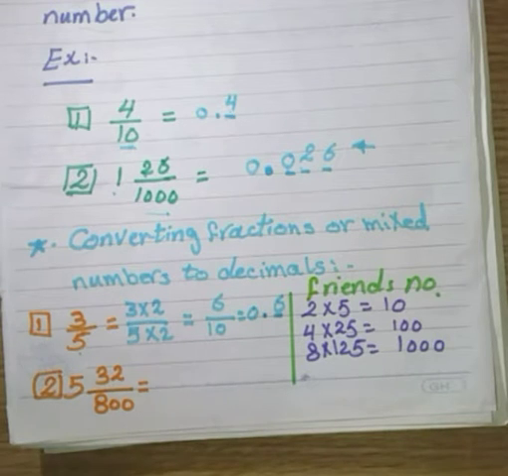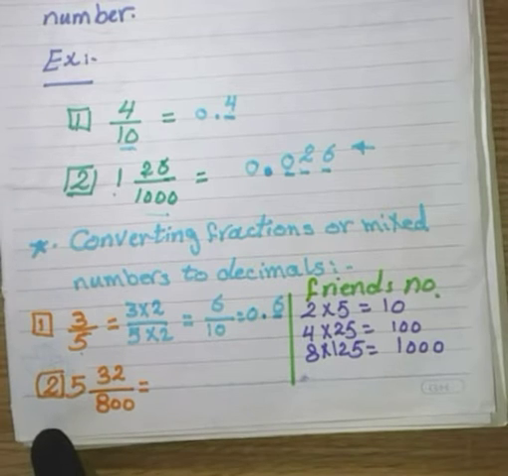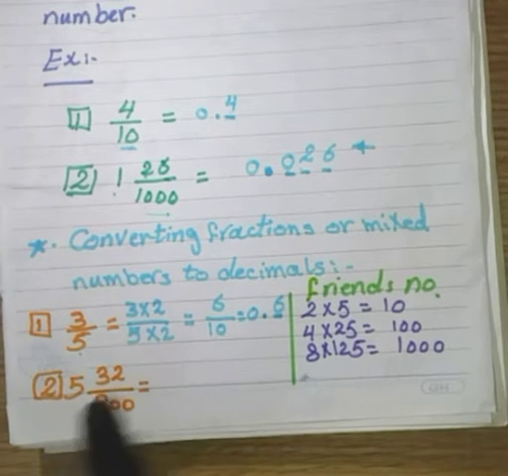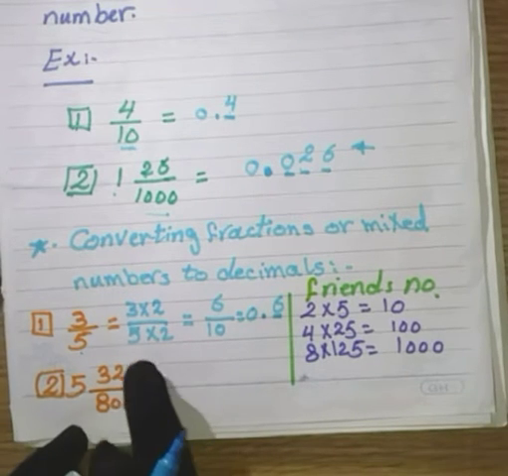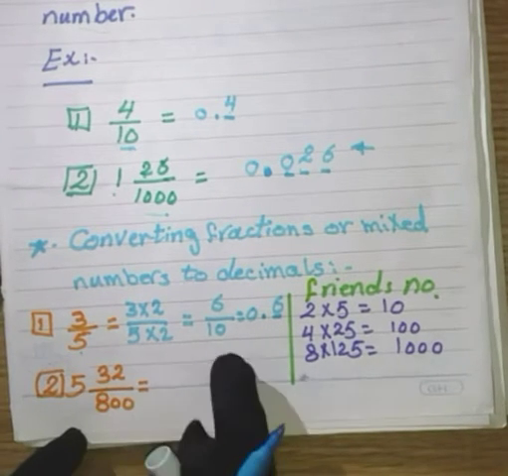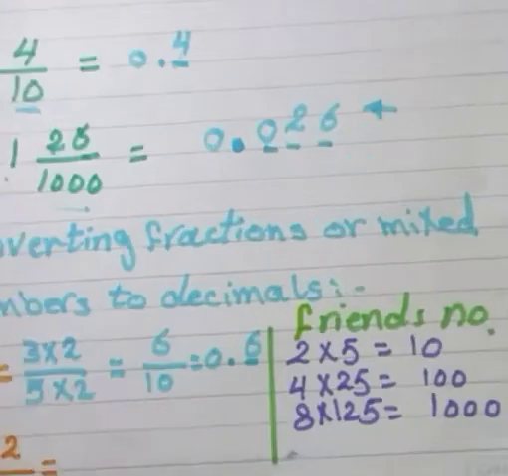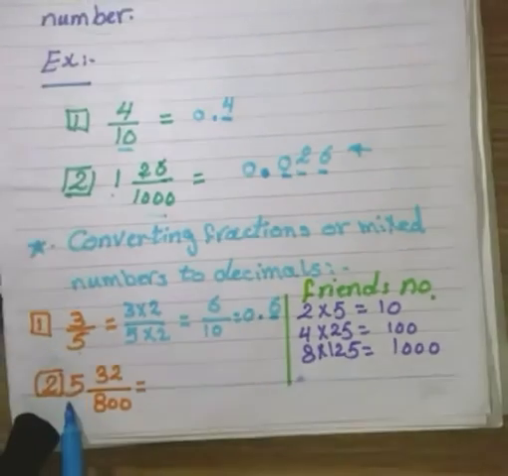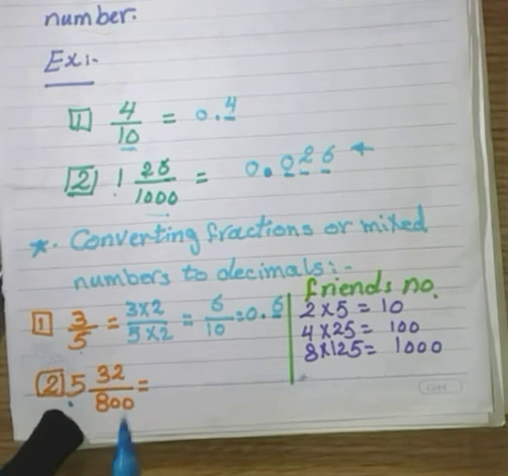6 tenths. Question 2, I have 32 over 800. Of course, as we said, this number is called a mixed number. Again, what does mixed number mean? A mixed number contains a whole part, which is the 5 I have, and a fraction part, which is 32 over 800.